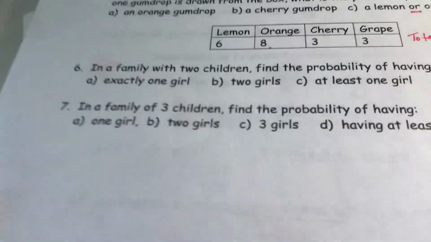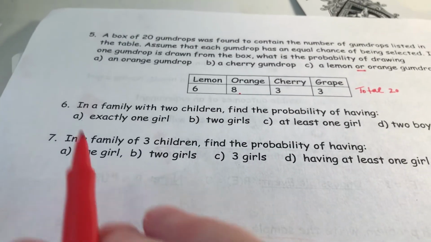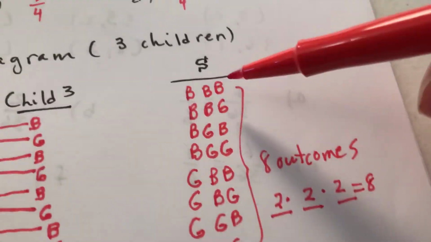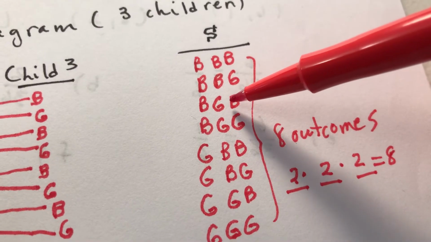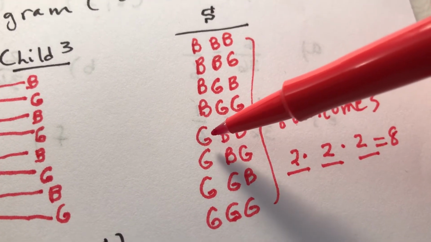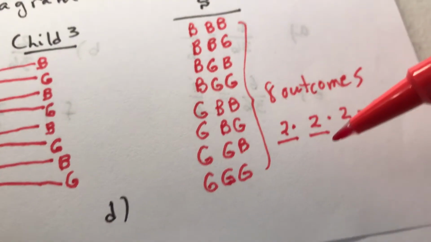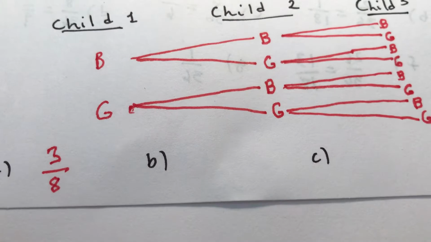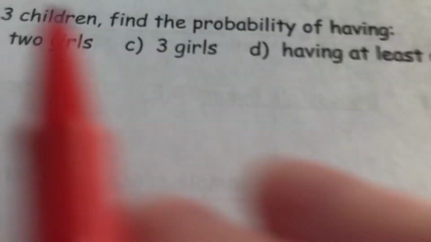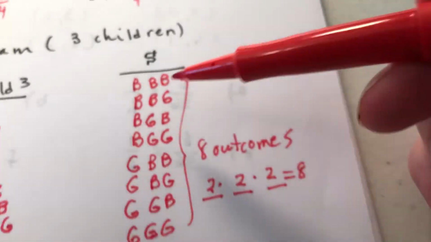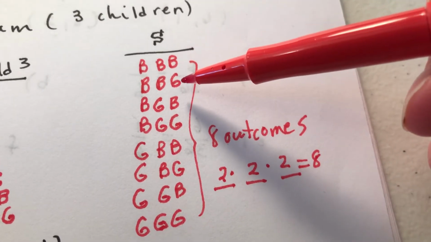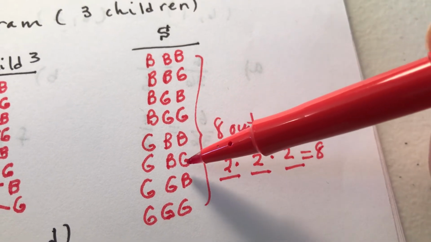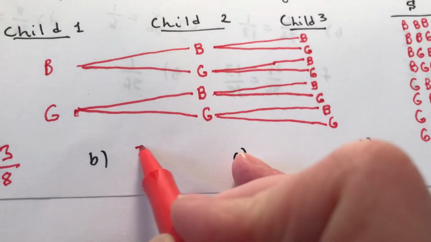Okay, let's see the probability of having exactly 1 girl in the family. Let's see. All right, here we go. 1, 2, 3. 3 out of a total of 8. All right. Probability of having 2 girls in the family. Let's see. How many is that? 1, 2, 3. 3 out of 8.